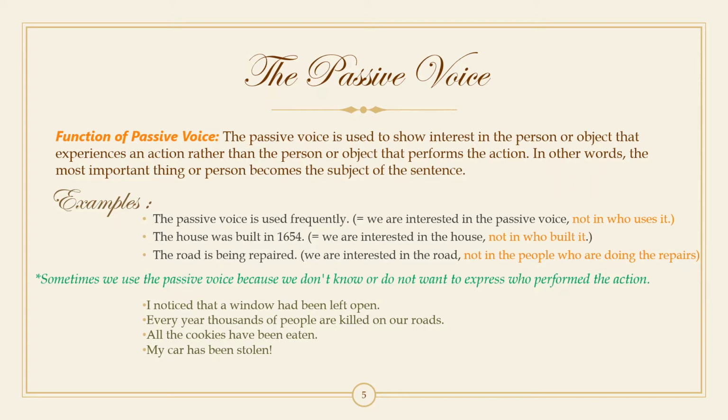What is the passive voice? Function of passive voice. The passive voice is used to show interest in the person or object that experiences an action rather than the person or object that performs the action. So we use passive voice when we don't want to show who or what has performed an action. Rather, we want to show interest in the person or object that experienced something. In other words, the most important thing or person becomes the subject of the sentence.